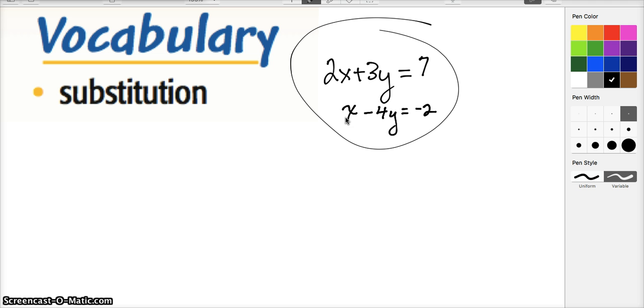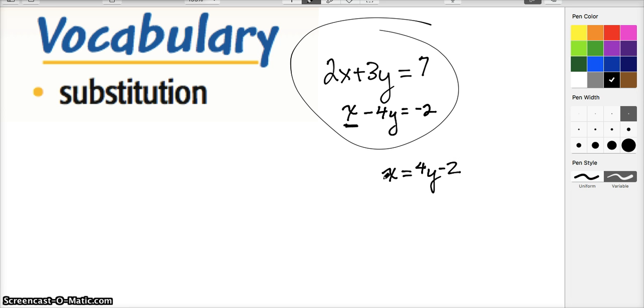What I do here is take one of these variables. The x looks really promising because it doesn't have a coefficient other than 1, right? Coefficient, we remember, is the number that we multiply next to a variable. So it doesn't have a coefficient greater than 1, so I can easily maneuver this equation so x is by itself. So watch this. X is equal to, add 4y to both sides, 4y minus 2. Pause me if this doesn't make sense. You know how to do this, though.